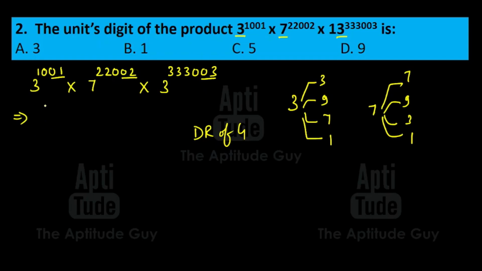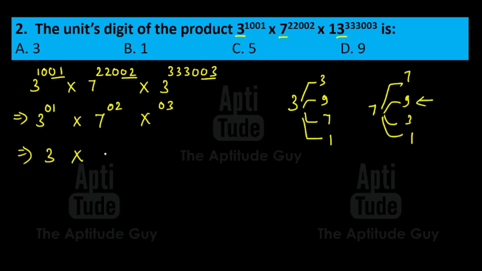Alright, let's do this. So this is equivalent to 3 to the power 01 into 7 to the power 02 into 3 to the power 03. That's it. Now do we need to divide them by 4? No, they are already in remainder forms. Now tell me, what is 3 to the power 1? 3 to the power 1 is 3. 7 to the power 2? 7 to the power 2 is 9. And 3 to the power 3, we have 3 over here. 3 to the power 3 is 7. That's it. Very simple now.